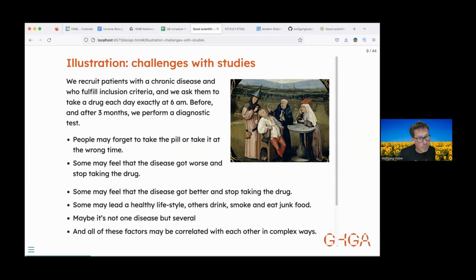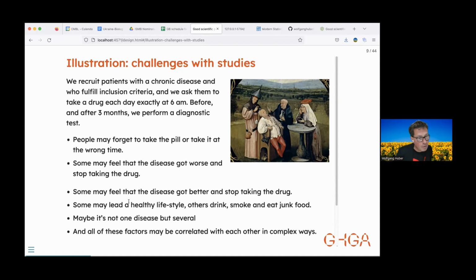Now, of course, what may happen is that some people that we included here, of course, these are free, autonomous people, some may forget to take the drug or take it at the wrong time. Some may feel that the disease got worse in those 3 months and stop taking the drug because they don't like it. Some may feel that the disease got better and stop taking the drug because they think they don't need it anymore.